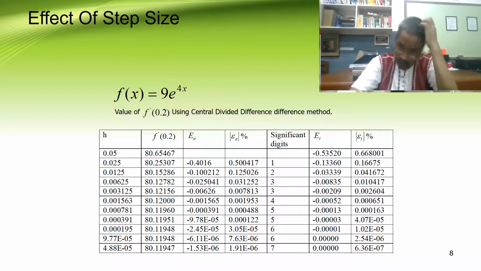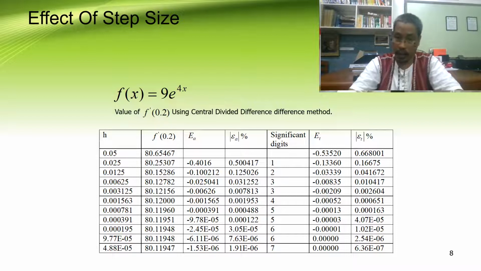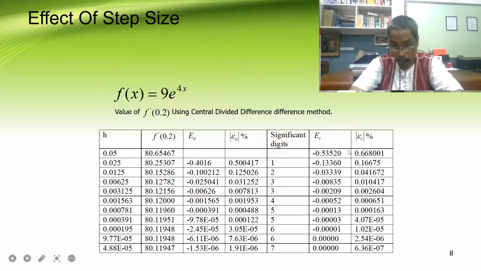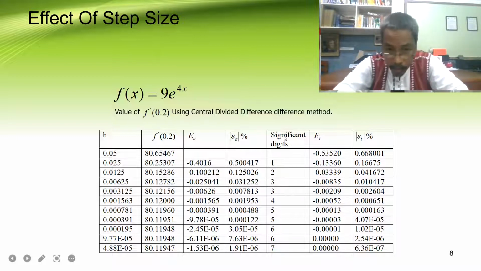Since I already explained how to solve for the true error and also for the absolute relative true error, and at the same time gave an actual problem solving example in finding the approximate error and the absolute relative approximate error, in this example we will focus on the significant digits.